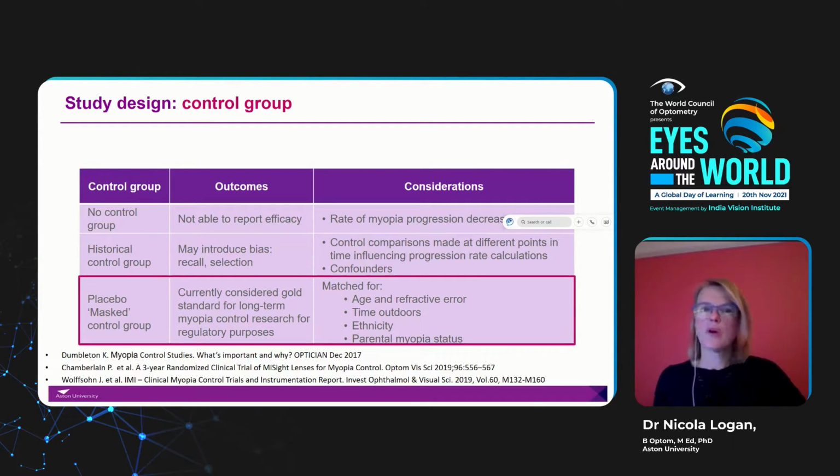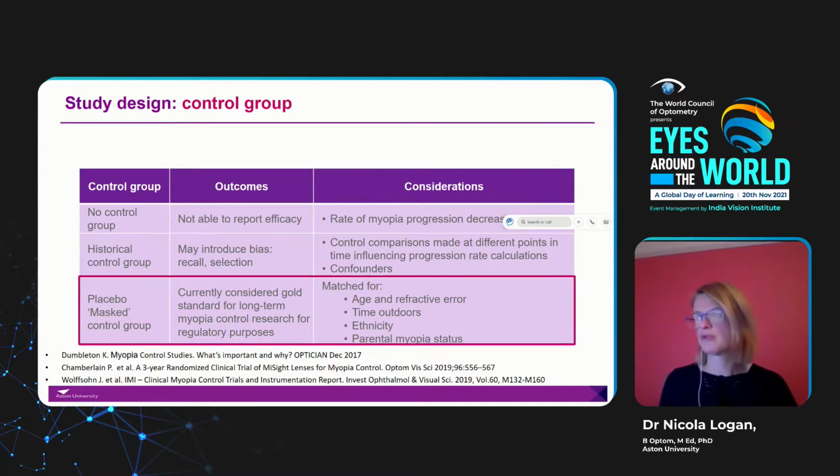And in terms of where we are, the ideal study is one where we have a placebo or a masked control group, and that's really considered our gold standard for long-term myopia control studies. And this is really what's often required for regulatory purposes. When a company wants to take something to market, they need to know what's happened with a masked, placebo control group.